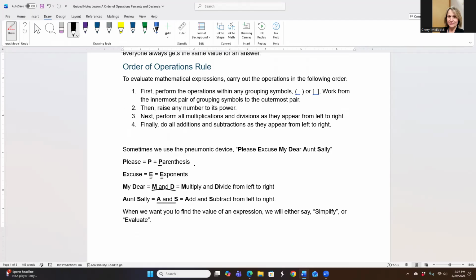Now, when we want to evaluate an expression using the order of operations, we will either say simplify or evaluate. Those will be the instructions for us. So let's look at some examples.